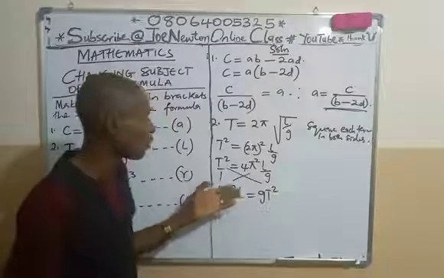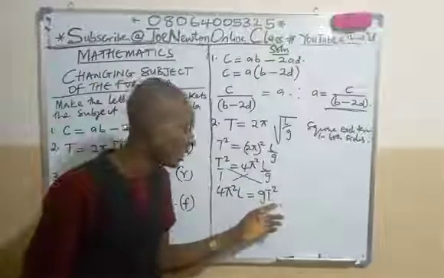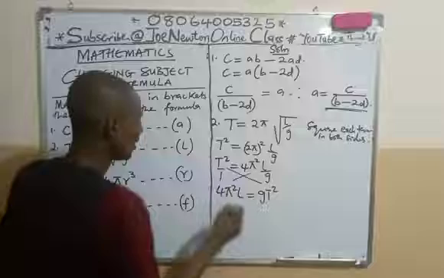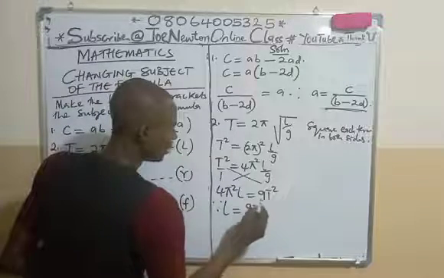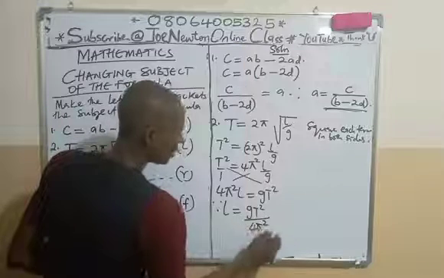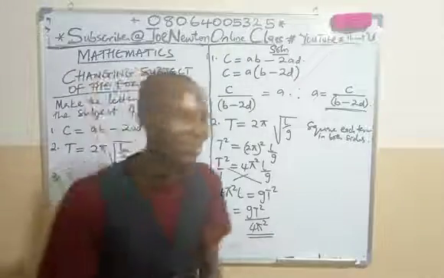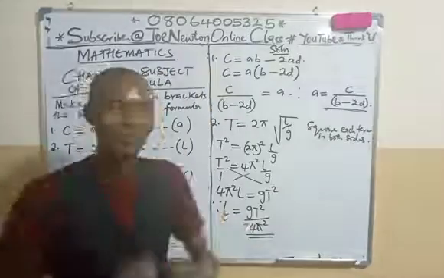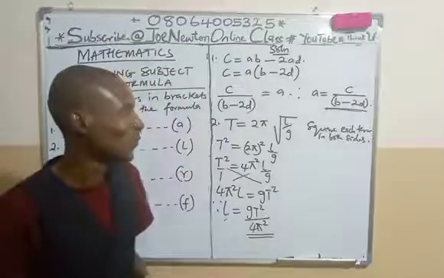So this 4 pi squared is multiplying L. When it goes over to the other side, crossing this boundary, it becomes division. Therefore, we have that L is equal to GT squared all over 4 pi squared. So that is it. Now L is the subject of the formula. It's very simple. We have made L the subject of the formula. So L is the captain now, and that's what we were expected to do.